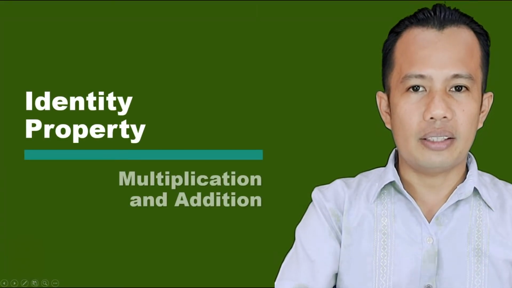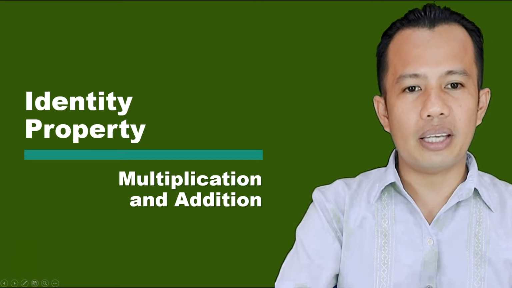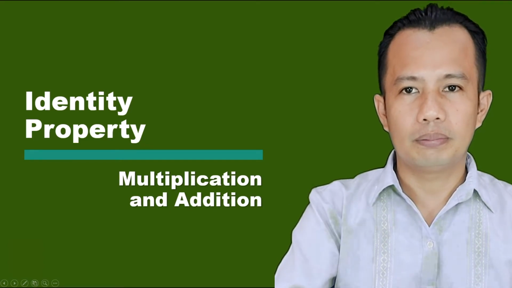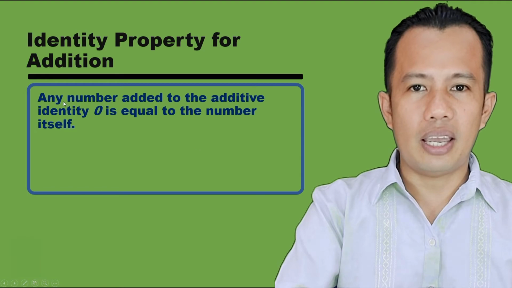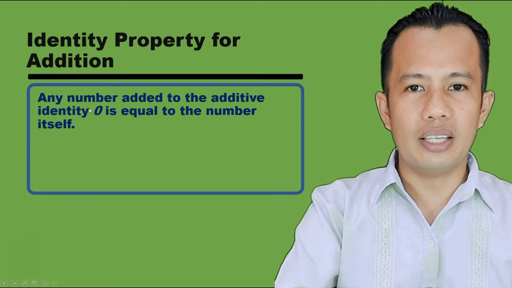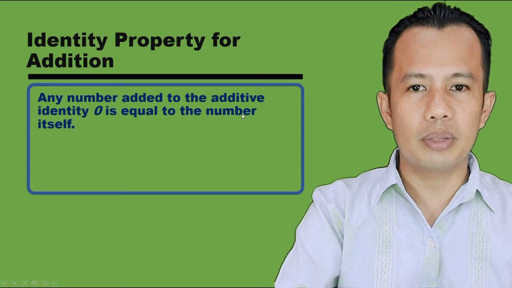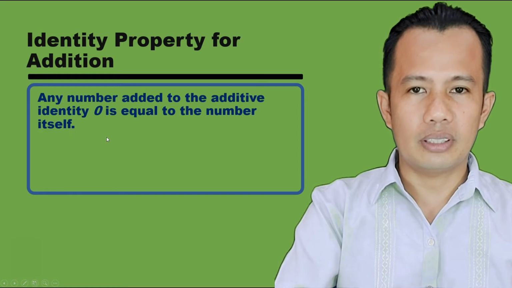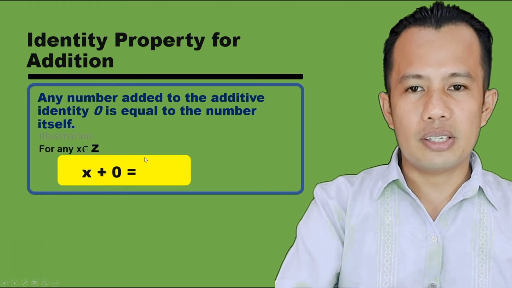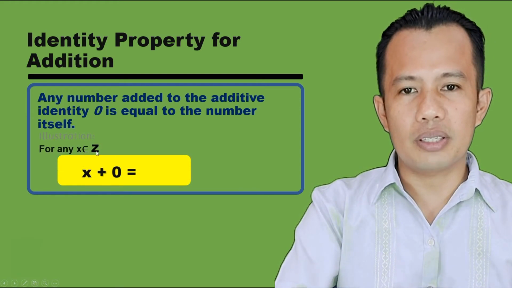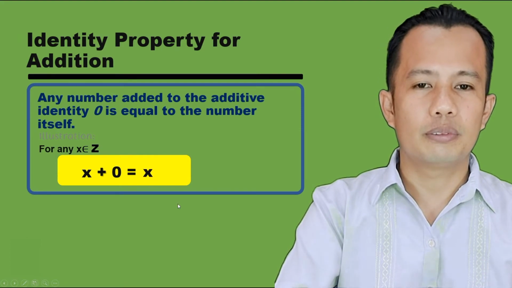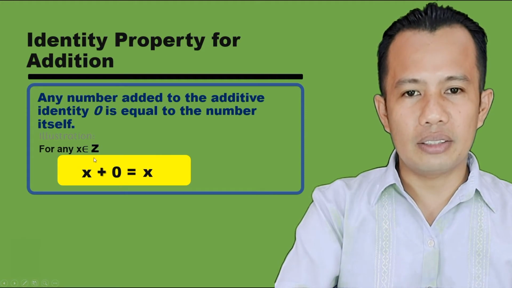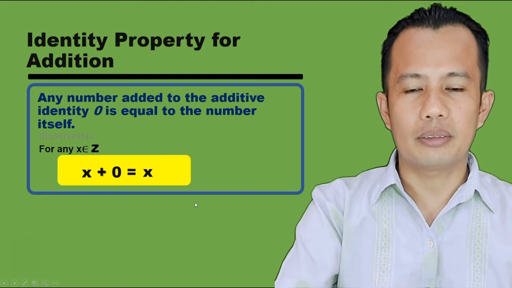Next property, identity property of multiplication and addition. Identity property of addition. Any number added to the additive identity 0 is equal to the number itself. What does it say here? Let's see this illustration. For any x element of the set of integers, x plus 0 is always equal to the number x itself. Remember, any number added to 0 is always the number.